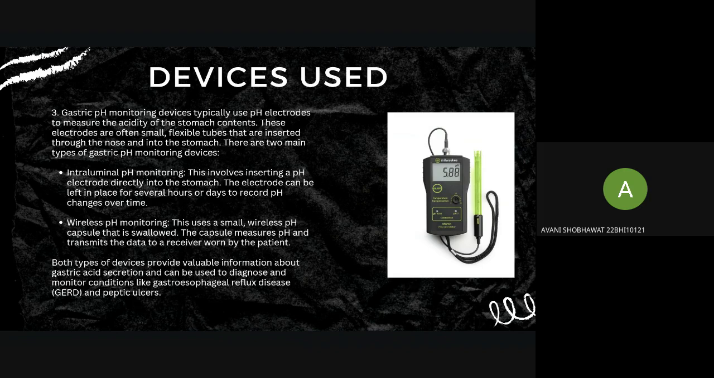And second is wireless pH monitoring. This uses a small wireless capsule that is swallowed. The capsule measures the pH and transmits the data to a receiver worn by the patient. Both types of devices provide valuable information about gastric acid secretion and can be used to diagnose and monitor conditions like gastroesophageal reflux disease and peptic ulcers.